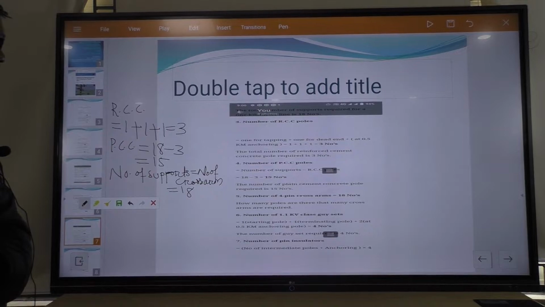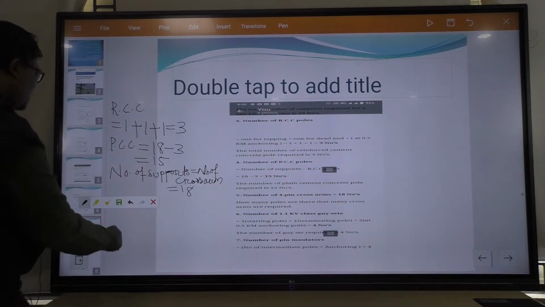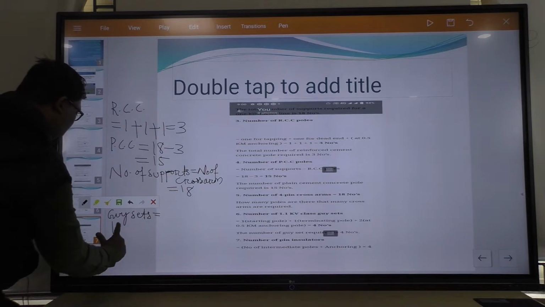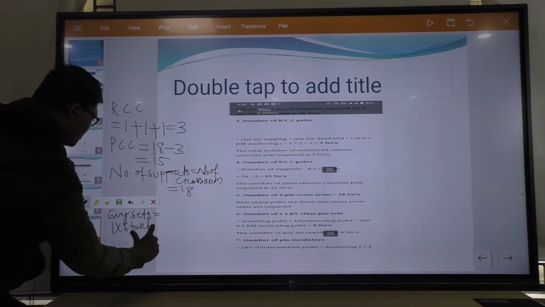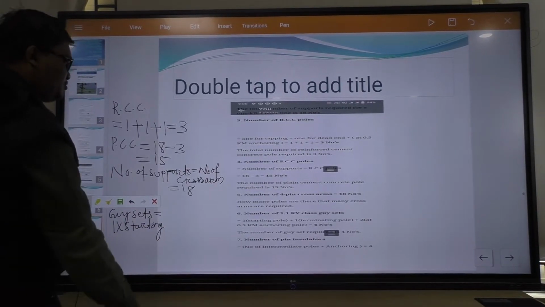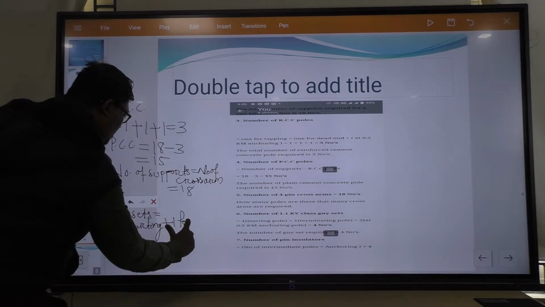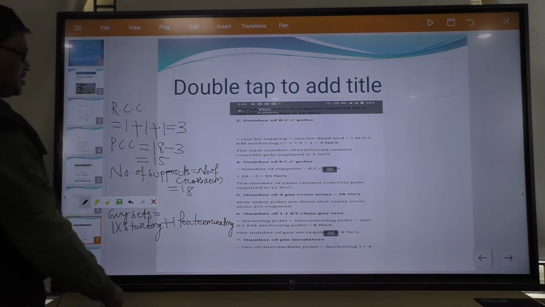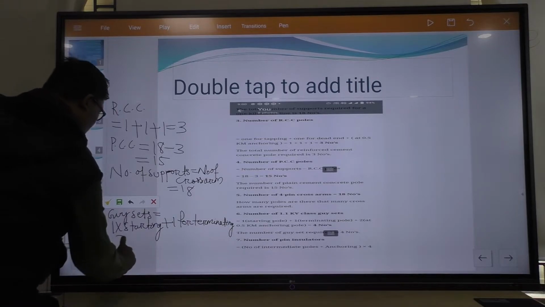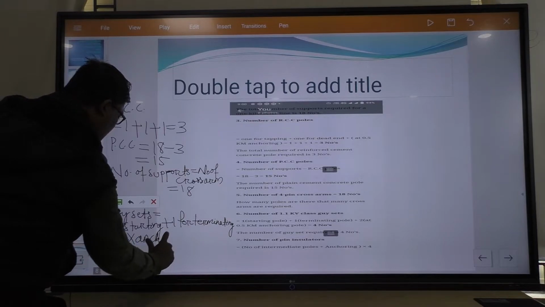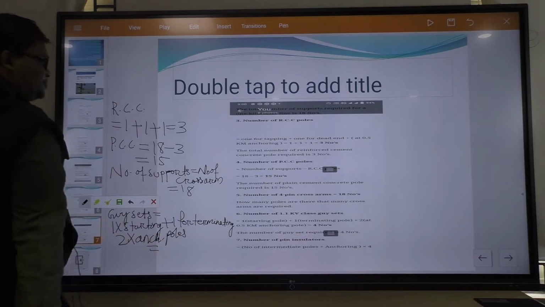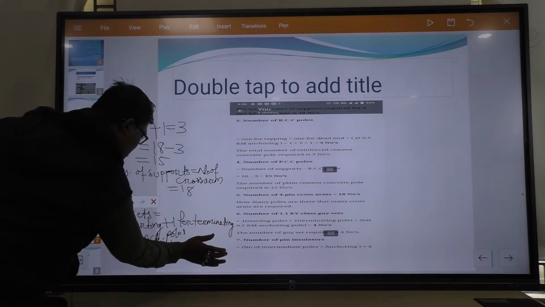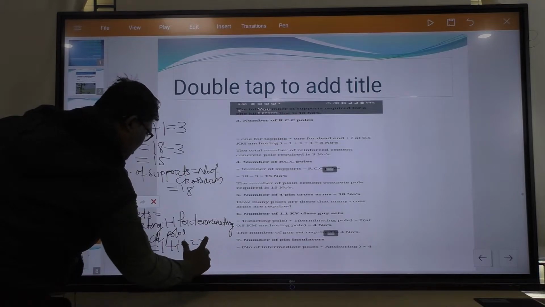Number of gauge sets required: one for starting pole, one for terminating, two for anchoring poles. So it will be 1 plus 1 plus 2, that is equal to 4 numbers.